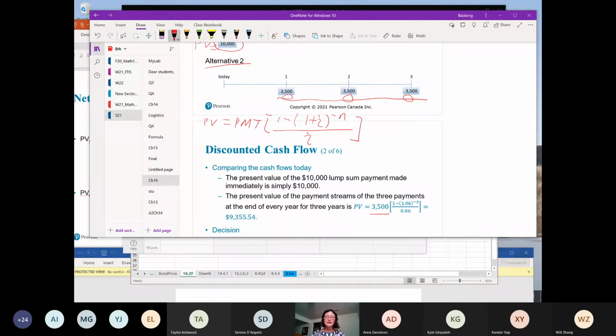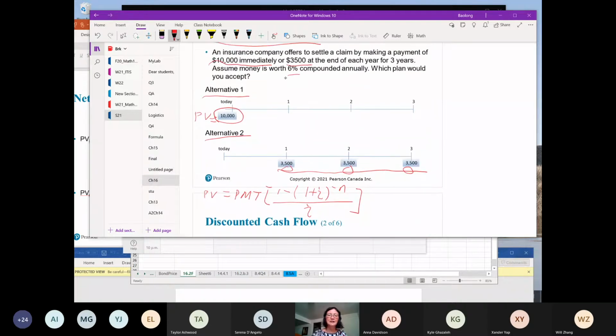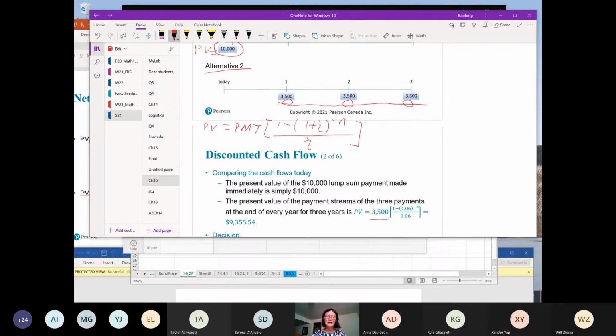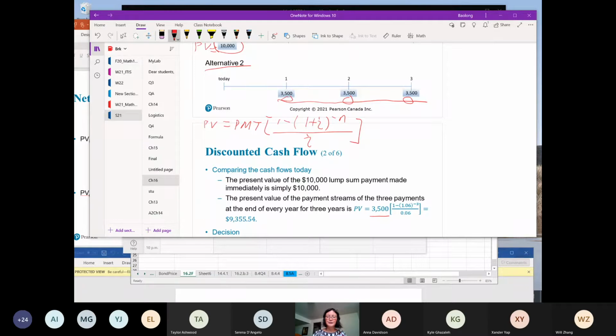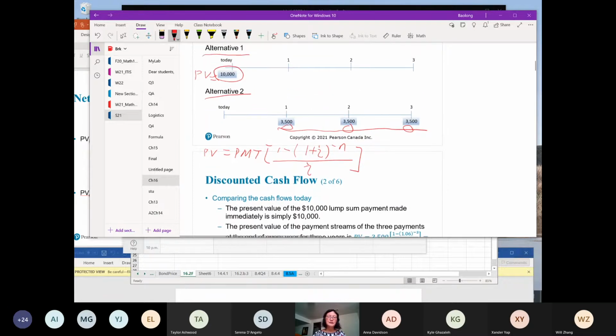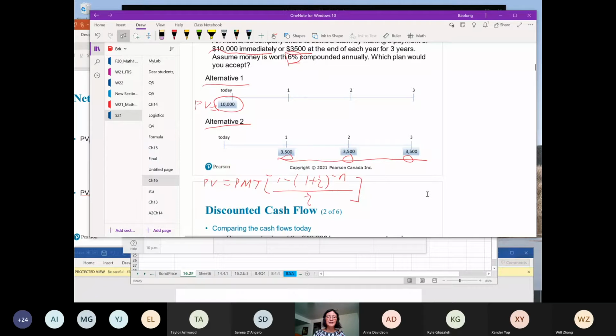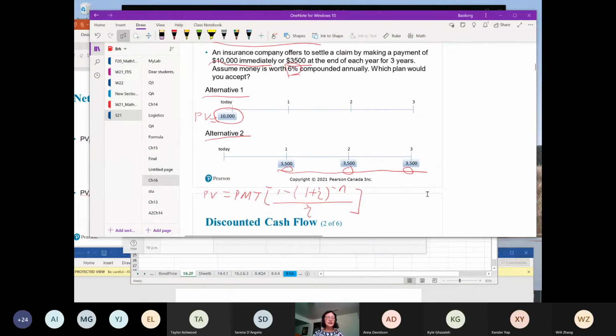PMT 3,500, interest is 6% is given. 6% is interest, I is 6%. Over 3 years, so n equal to 3. And you plug in, you get this number here, $9,355.54. So obviously, you would prefer alternative 1 because it provides more cash value. Okay. So this is a formula method.